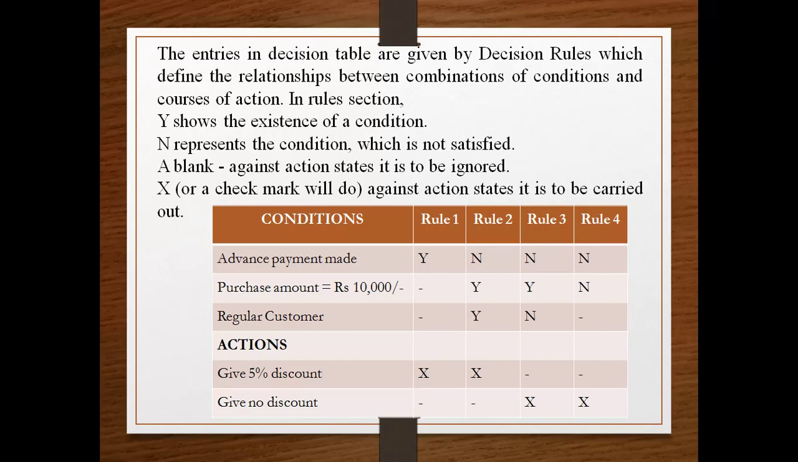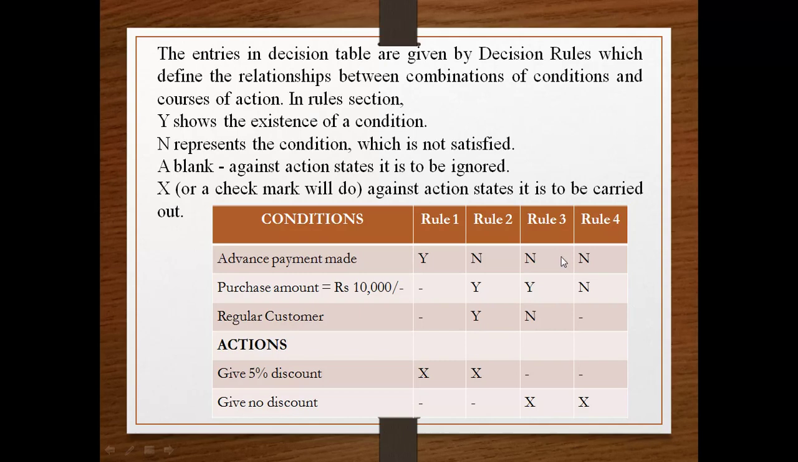Can I get the insight? So let's go ahead. Rule one says advance payment done, yes. Ignore the purchase of 10,000, ignore the regular customer, give 5% discount straight away. Second rule can be advance payment done, no, but the purchase amount is equal to 10,000, it is a regular customer, then give 5% discount.